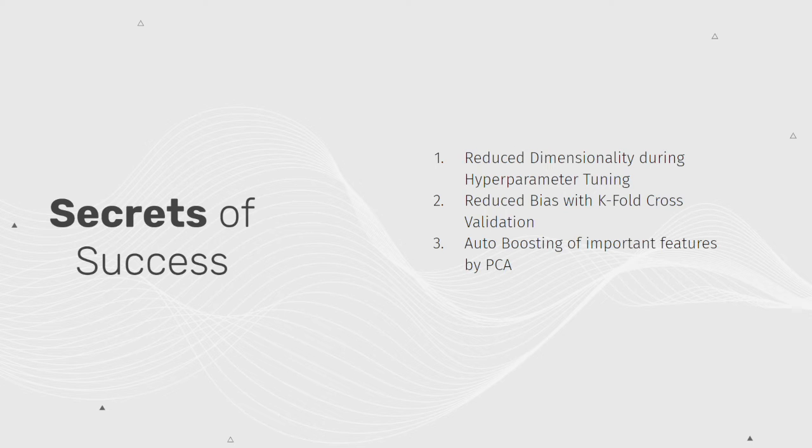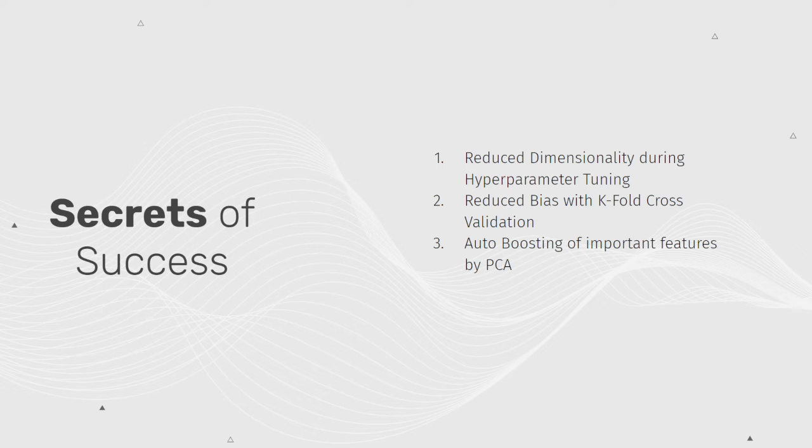So why did our particular model work so efficiently? We feel that there are 3 reasons why this was so efficient. First, we were able to reduce the dimensionality of our variables during hyperparameter tuning. Secondly, the bias of our model was reduced with k-fold cross-validation because we were able to sample and resample it multiple times. But lastly, by applying principal component analysis, we were able to auto-boost certain important features such as the distance between the pickup point and the drop-off point for a New York taxi.